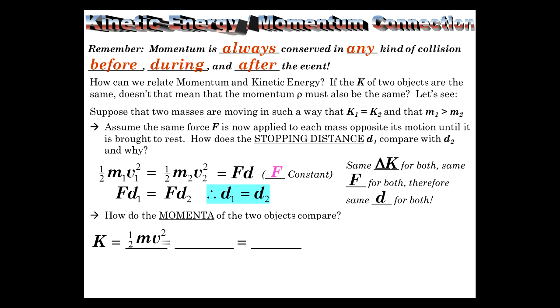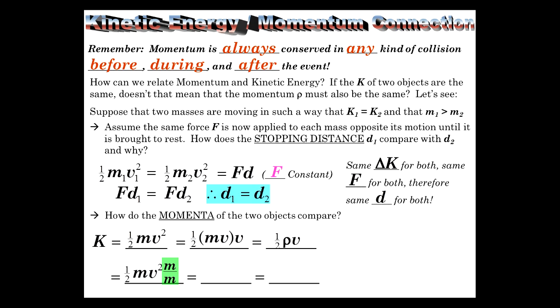Now, K is 1/2 mv squared, and that's 1/2 mv times v, which is 1/2 rho, mv is momentum, times v. Now, it's also 1/2 mv squared times m over m. Didn't change anything, did it? So I'm going to keep that stuff in the numerator. m times m is m squared. v squared is v squared. And this quantity is mv times mv, which is rho times rho, which is rho squared. So 1/2 rho squared over m.